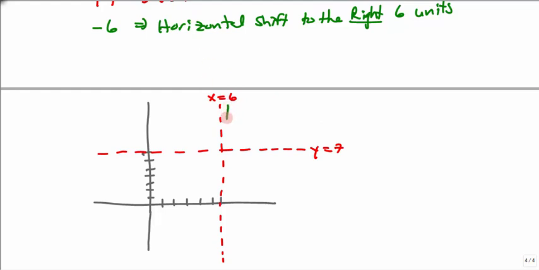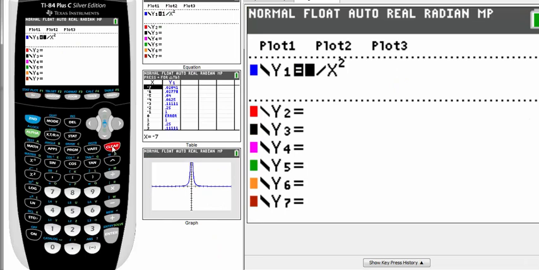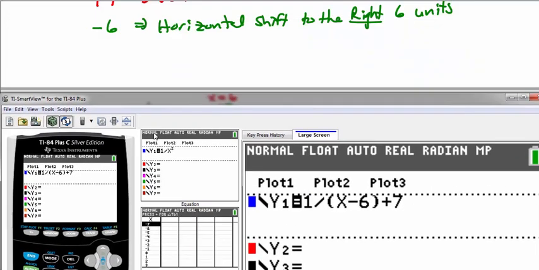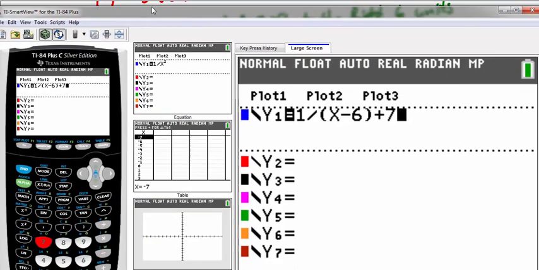And now my graph is the same shape. It's just moved up in this area with the new horizontal and vertical asymptotes. So let's go ahead and graph this as well to compare our graph with what our calculators will show us. So I need to take 1 divided by, this denominator needs to be in parentheses, so I have x minus 6, and then I have that plus 7 for my shift. Yep, shift to the right 6 units and up 7 units.